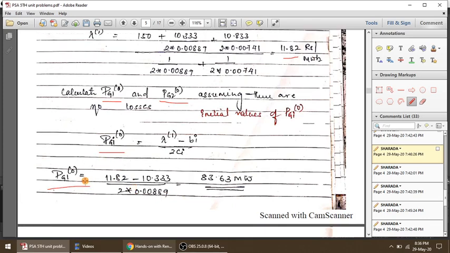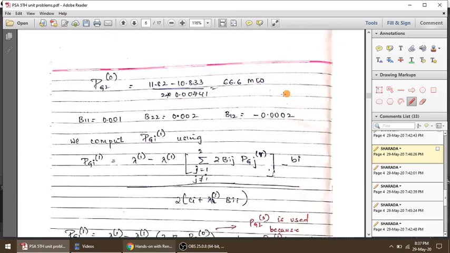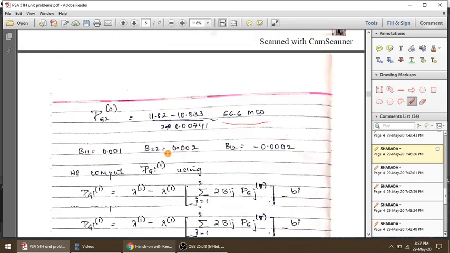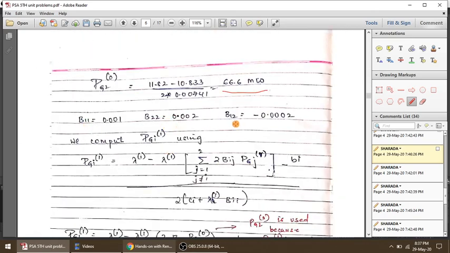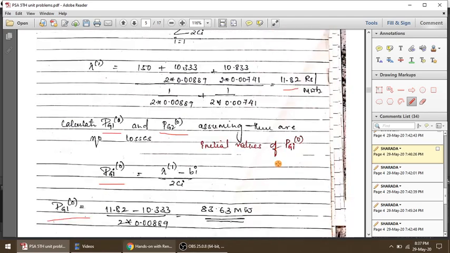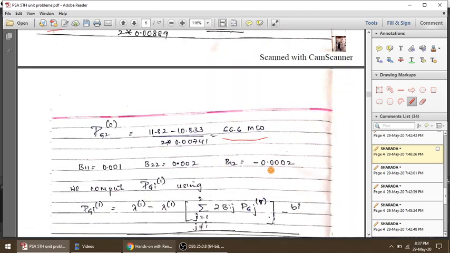They are not first iteration value. First iteration value is yet to be calculated. These are only the 0th iteration value. So substituting the lambda 1 value, I get Pg1 of 0 equal to this and Pg2 of 0 is equal to 66.6 megawatt. Now from this loss expression, we have identified B11, B22 and B12. So here there is a negative sign, so you have to consider this negative sign. Then B12 will be equal to minus 0.0002.